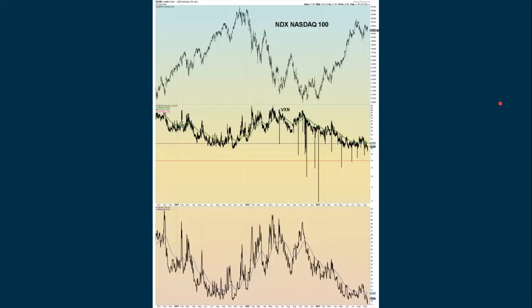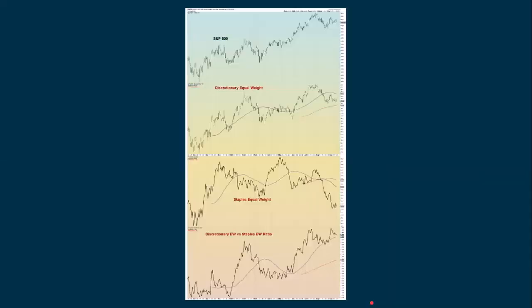Then we look at the VXN, which is the VIX for the NASDAQ 100, where we were coming down to a very low reading, even though we bounced up with Friday's decline. But overall, it's just showing there's not a lot of fear in the NASDAQ 100.